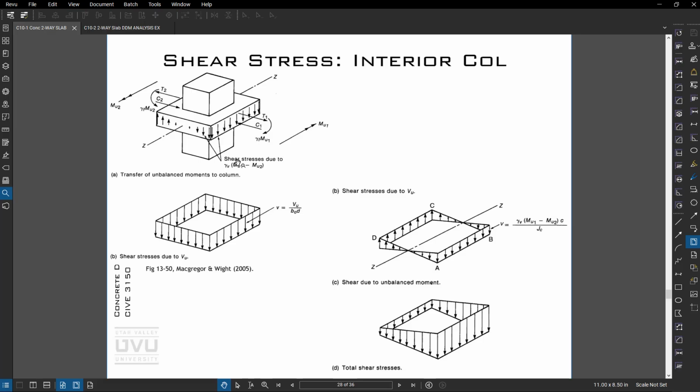The pure shear is given here, and you can calculate the punching shear stress as the shear demand divided by the critical perimeter times the depth d. And the shear stress due to V sub u is given by this equation. We'll talk about it here in a second. When you combine these two stresses, you end up with a shear stress distribution that could look like that.